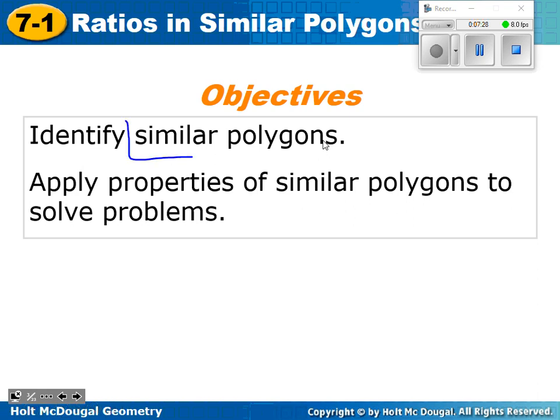So I already told you we're trying to figure out, are polygons similar? And then eventually we're going to be writing proofs to prove them similar. Okay? It is not a heavy proof chapter, but we will do some proofs.